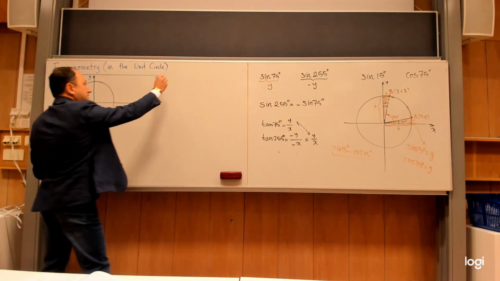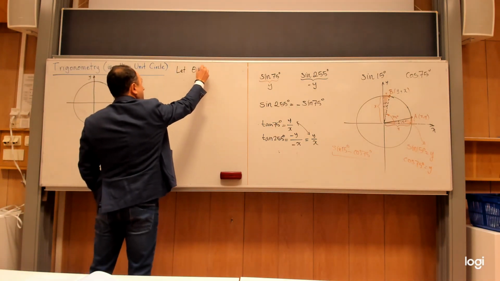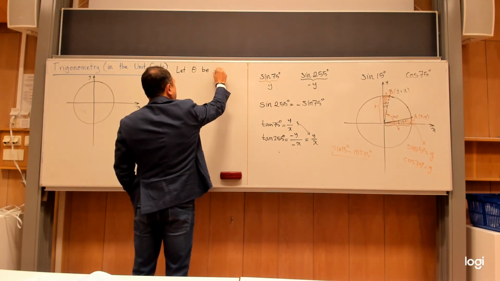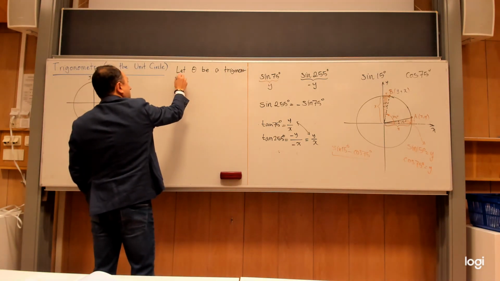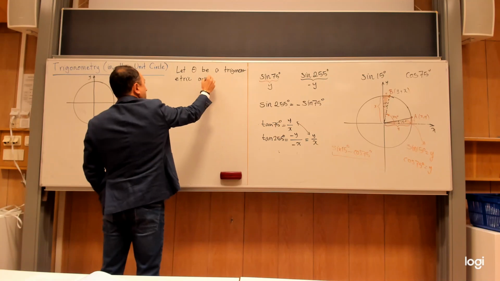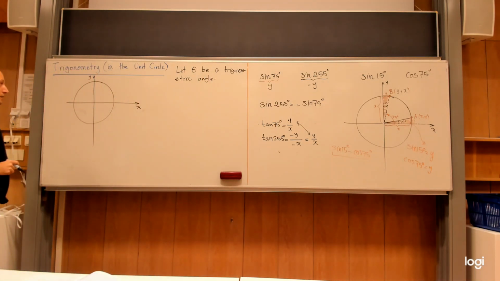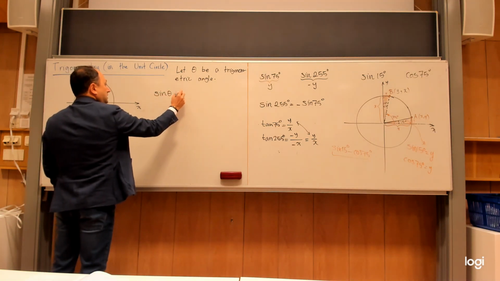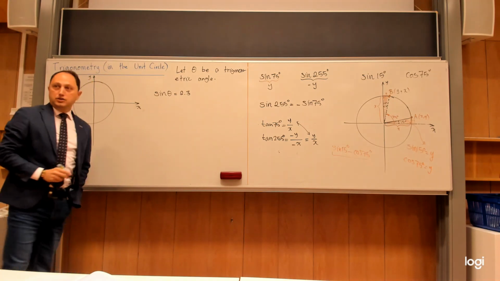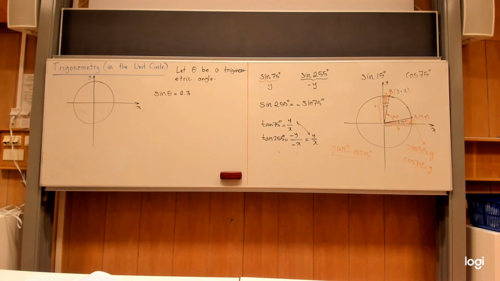So I would say let theta be a trigonometric angle. Okay. So something that I want to tell you, is it possible that I have sine of theta to be 2.3? Is it reasonable or not? I don't know. I haven't given you the size and the sign of the angle, but I'm asking you, imagine one trigonometric angle. Is it possible that sine of theta turns out to be 2.3?